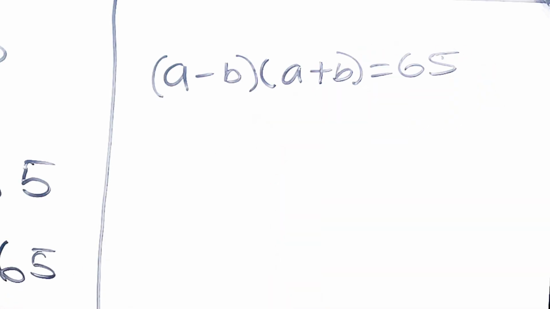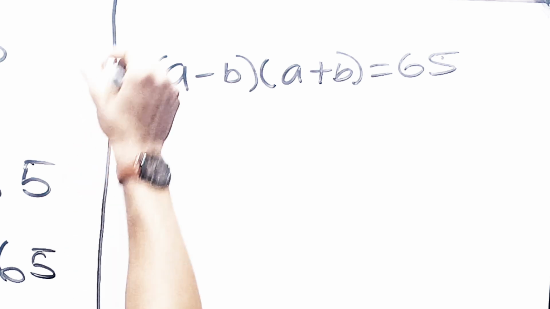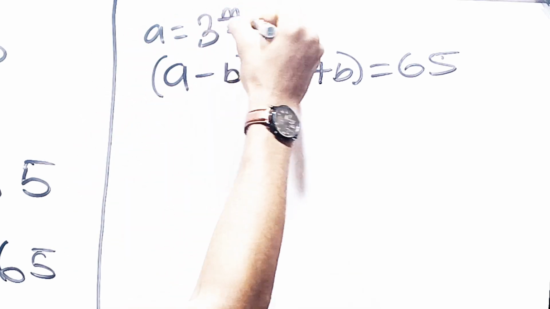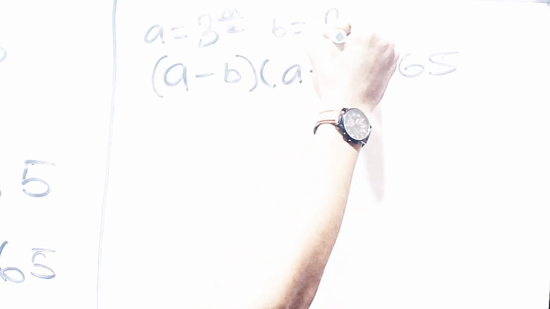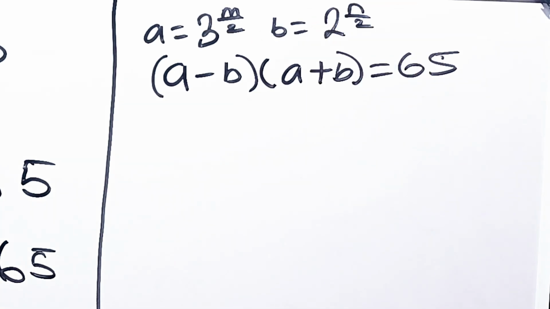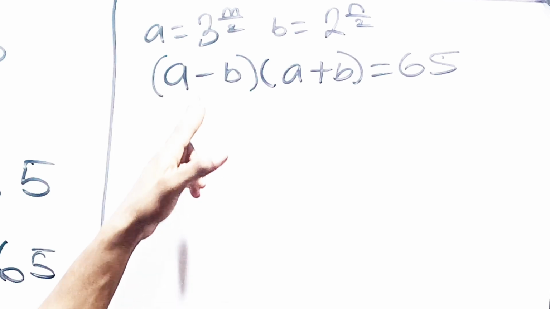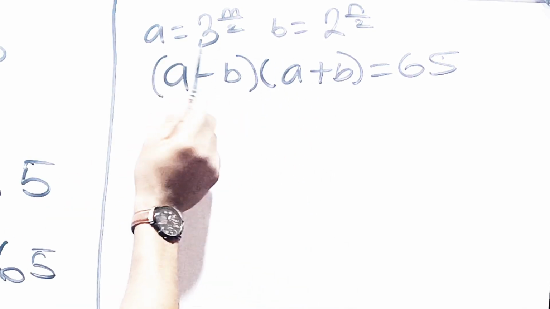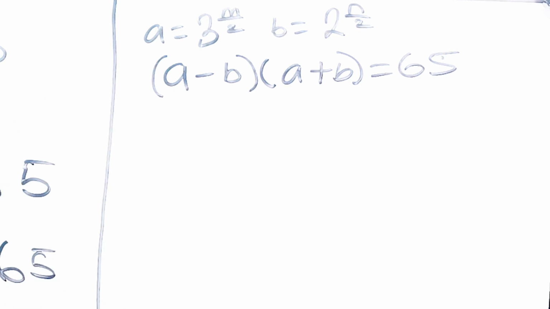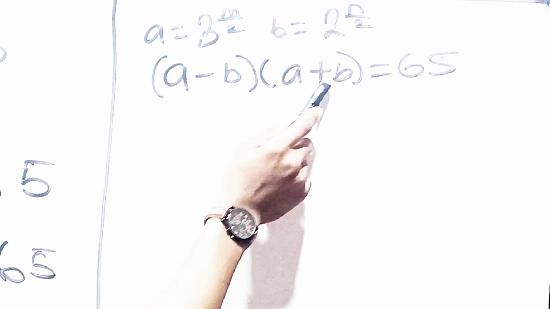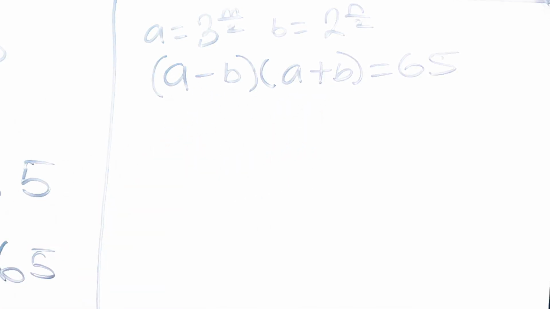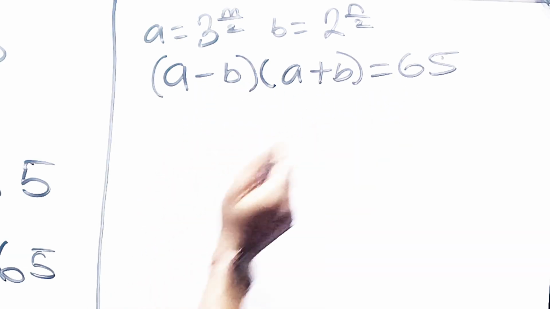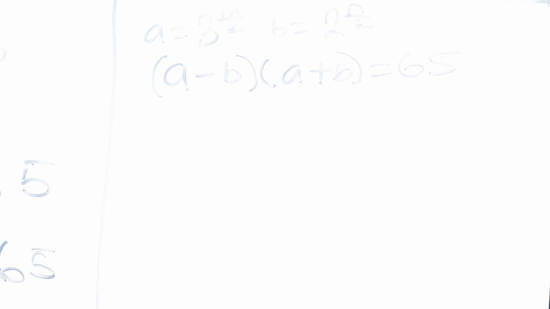Now let's lay down some rules before we continue. Since we have that A is equal to 3 raised to power m over 2 and B is equal to 2 raised to power n over 2, the first condition is that A and B have to be whole numbers, so you can equate them to the index. Secondly, you need to have that A plus B is greater than A minus B, for this thing to work. All right, so let's move on now.